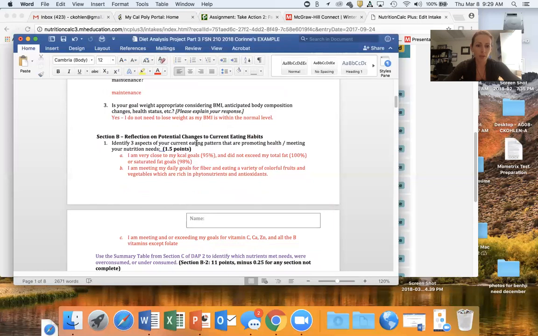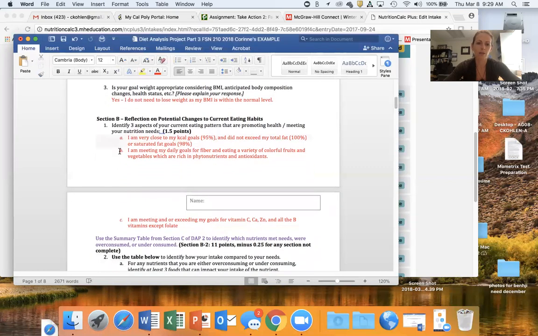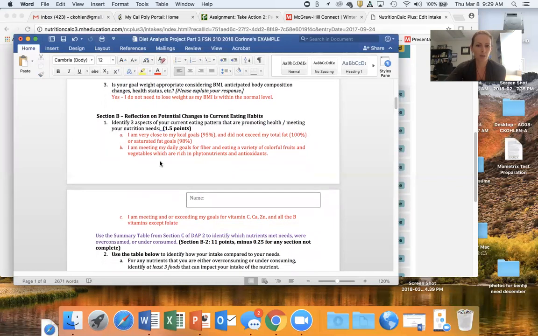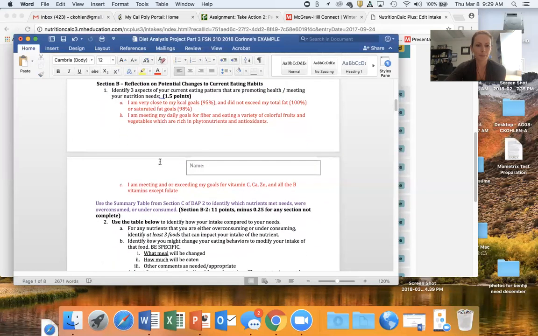Identify 3 aspects of your current eating plan that are promoting health and meeting your nutrition needs. So this is where you're probably going to look back at your results for Part 2 and see how closely you met your needs based on numbers, what % of micro and macronutrients met needs, but also based on variety of foods and types of foods and how close you were to potentially meeting my plate recommendations. So you can read some of the goals that I put there.